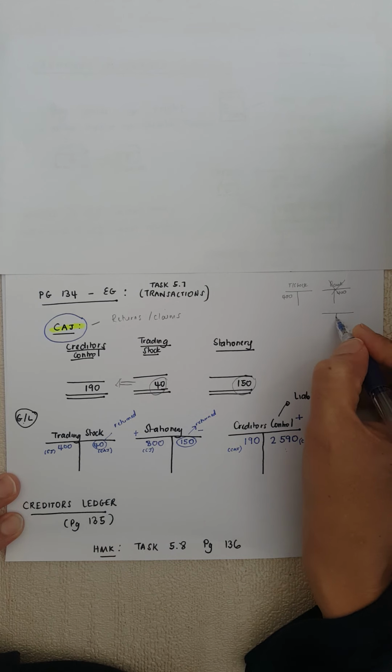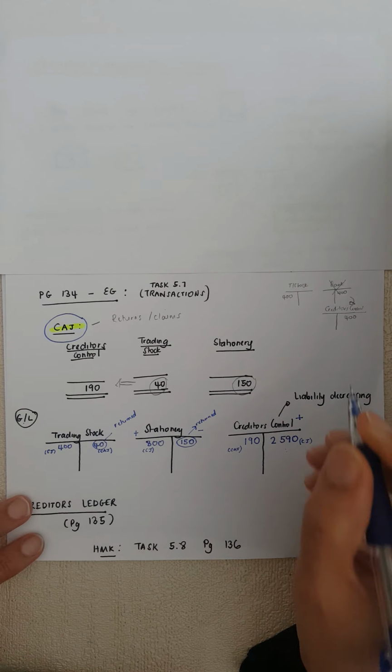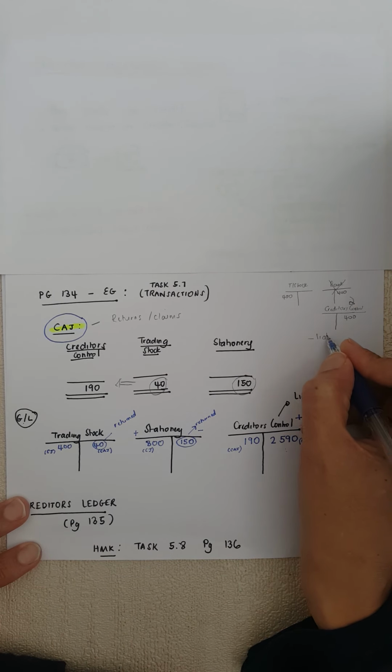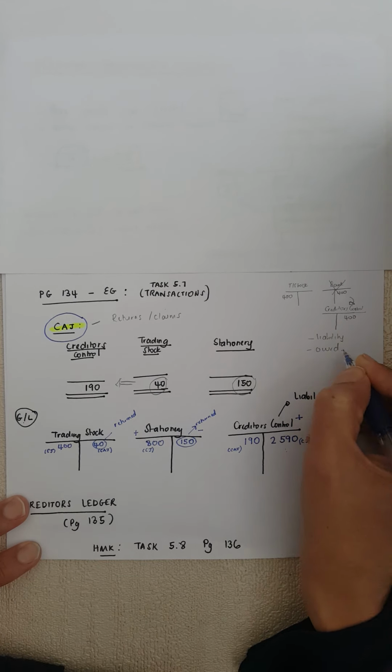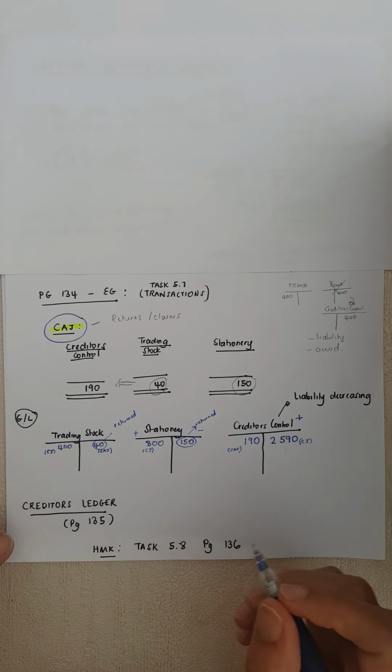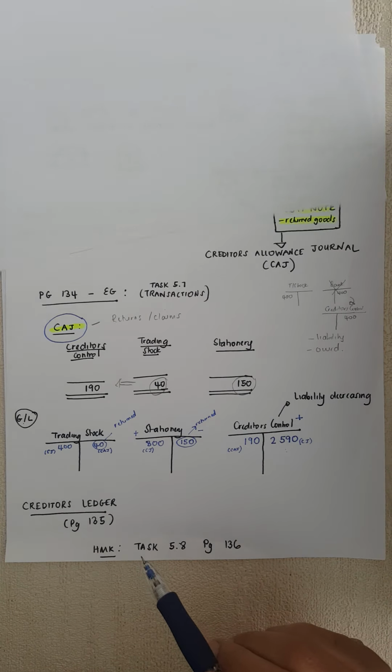And why is that so? Because I haven't yet paid the money. Then we're going to do the payments a bit later. So the creditors control is getting credited with that 400 Rand. So this account is changing into creditors control. It creates a liability because the money is still owed. Okay, so now that's completed our creditors allowance journal.